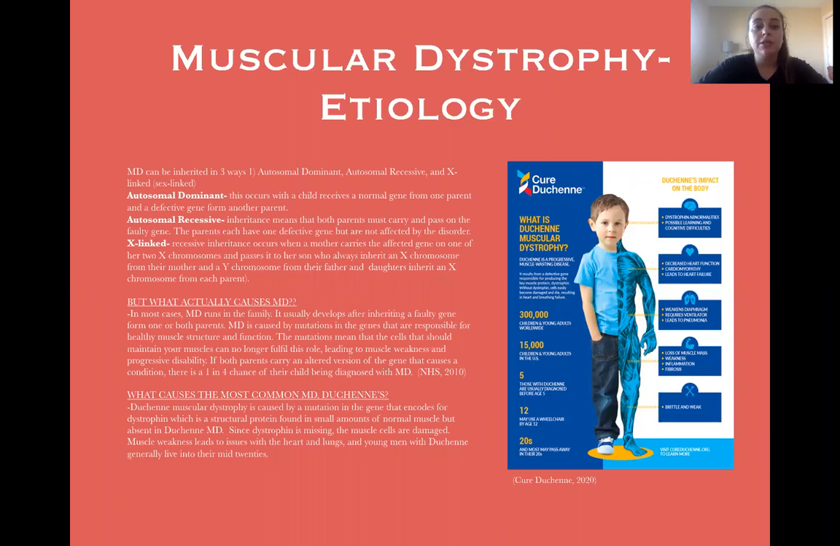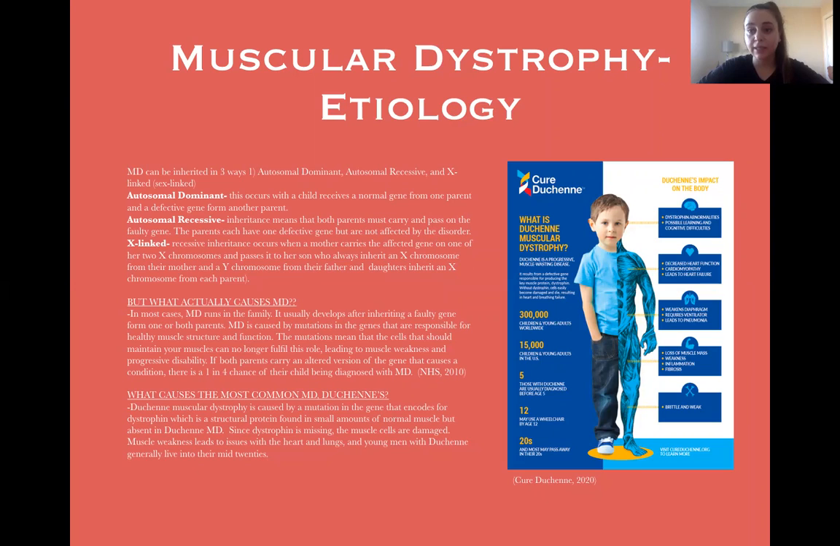So MD can be inherited in three different ways. If you think back to Biology 30: autosomal dominant, autosomal recessive, and X-linked. These are the ways that a lot of youth get muscular dystrophy. As a little review, we'll go through them. Autosomal dominant is when the child receives a normal gene from one parent, but a defective gene from the other parent. Autosomal recessive inheritance means that both parents must carry and pass on the faulty gene. The parents each have one defective gene, but are not affected by the disorder.